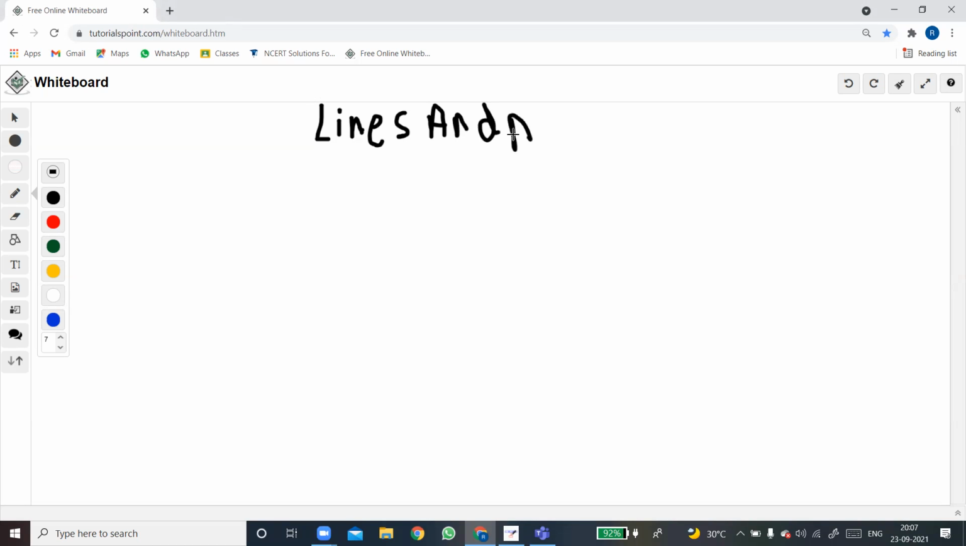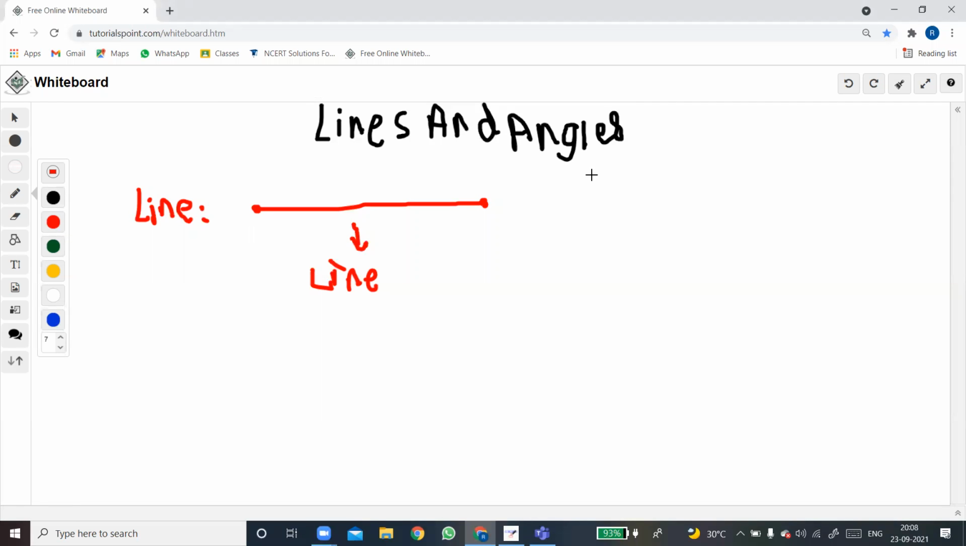I'll explain the basics first: what is a line and what is an angle? So first we are going to see what is a line. A line is nothing but something having 2 points like this. So this is an example of a line.